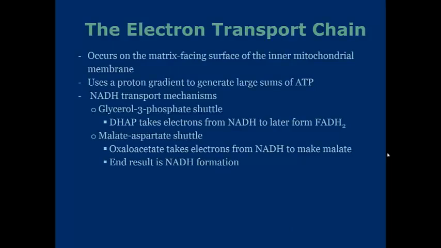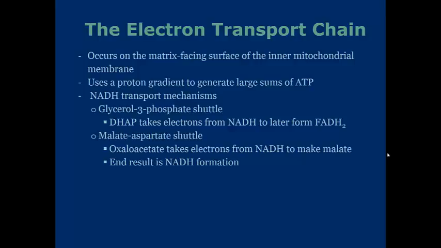The electron transport chain occurs in the matrix-facing surface of the inner mitochondrial membrane. It uses the proton gradient to generate large sums of ATP. NADH transport mechanisms involve the glycerol-3-phosphate shuttle, in which DHAP takes an electron from NADH to later form FADH2, and the malate-aspartate shuttle, where oxaloacetate takes electrons from NADH to make malate. The end result of this is also NADH formation.